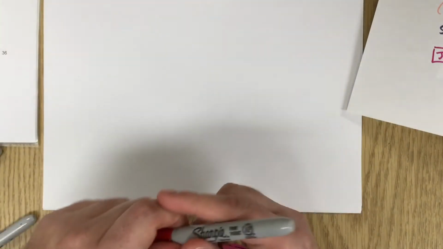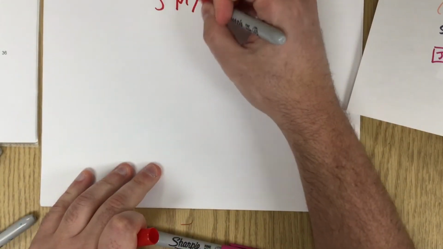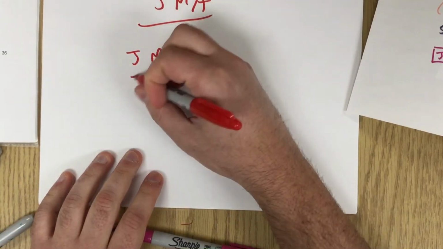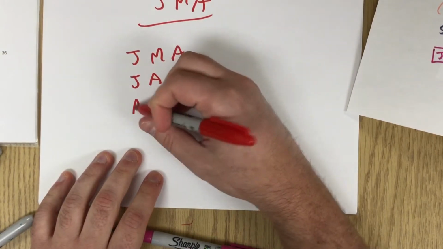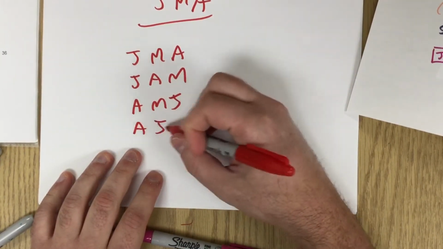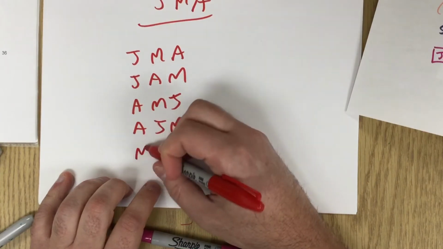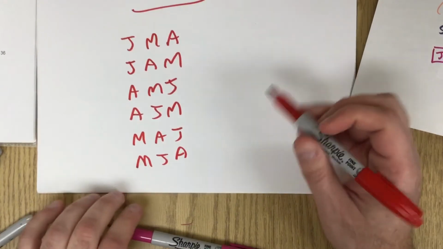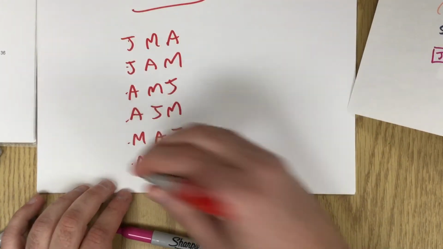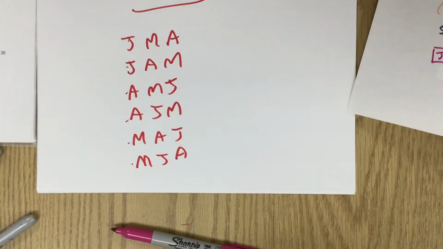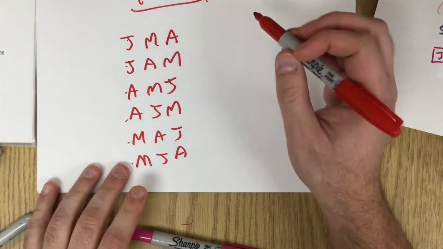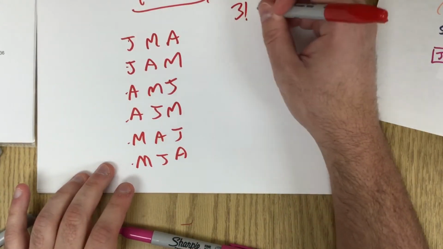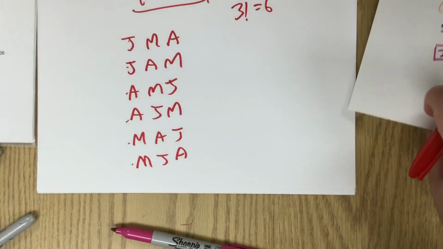So the JMA block could be Josh, Mackenzie, Alex; Josh, Alex, Mackenzie. It could be Alex, Mackenzie, Josh; Alex, Josh, Mackenzie. You don't have to write this down. Mackenzie, Alex, Josh; Mackenzie, Josh, Alex. So if you count, there's 1, 2, 3, 4, 5, 6. Now we didn't actually have to write them all out. We knew that because how many ways are there to organize 3 things? Well, there's 3 ways to choose the first, 2 the second, 1 the third. There's 3 factorial. There's 6 ways.